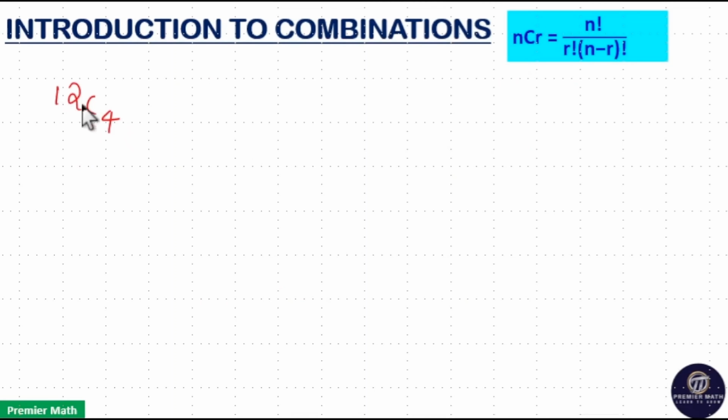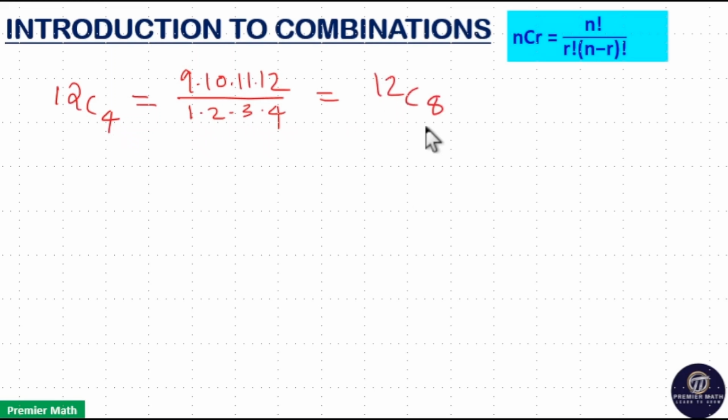Same way, 12C4. Selecting 4 out of these 12. 12 minus 4 is 8 factorial, which is greater than 4 factorial. So cancel 8 factorial in the numerator and in the denominator. After 8, it is 9, 10, 11 up to 12. In the denominator, you have 4 factorial. Now 12C4 is the same as 12C8, since 12 minus 4 is 8.